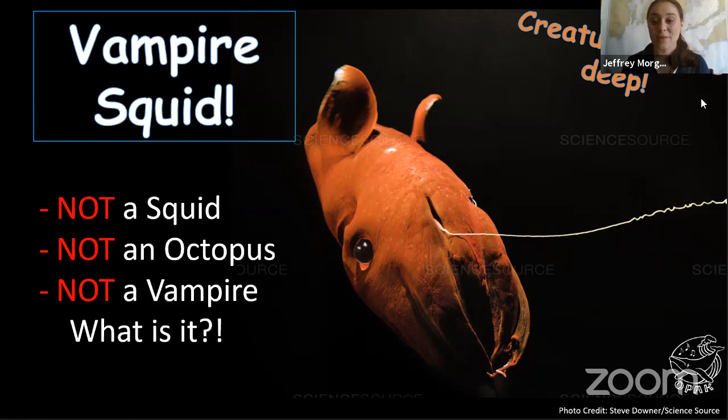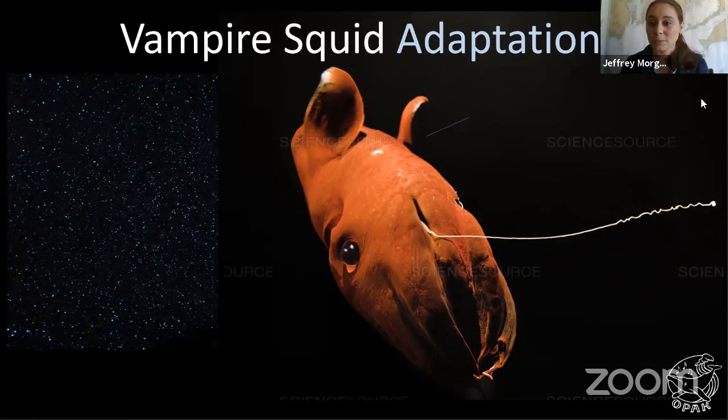Scientists think, we're not sure, we think that vampire squids are what squids and octopus adapted or evolved from. The vampire squid has been on our planet for more than 100 million years, and it hasn't changed at all. So let's learn a little bit more about what we know.